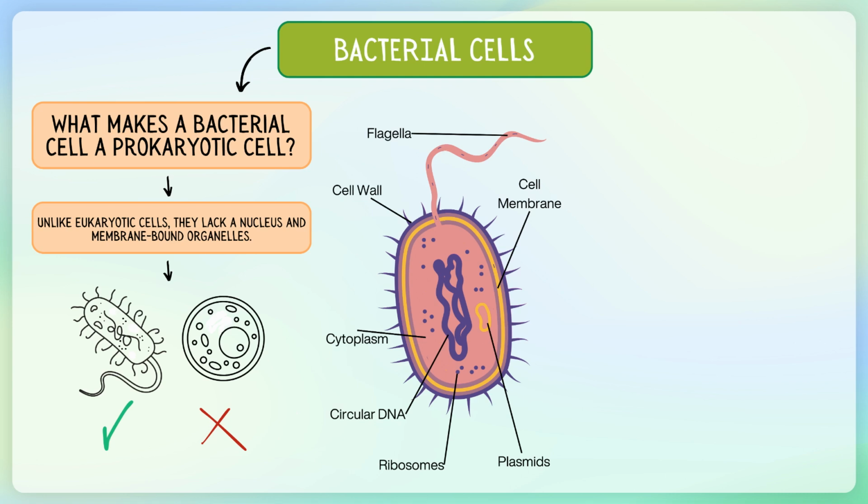We examined the structure of a typical bacterial cell, identifying essential components such as the cell membrane, cell wall, cytoplasm, ribosomes, and genetic material, DNA, that is located in a single loop within the cytoplasm. Additionally, we talked about other features that some bacterial cells may have, including plasmids, small rings of DNA that can carry extra genes, such as those for antibiotic resistance, and flagella, which are tail-like structures that aid in mobility.